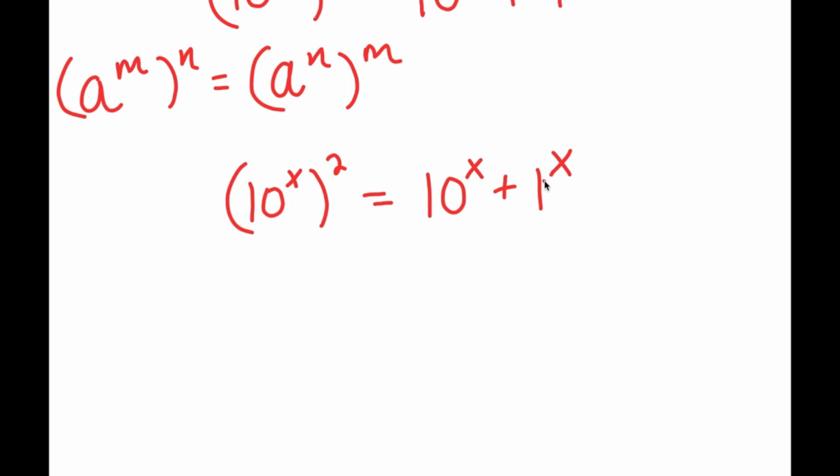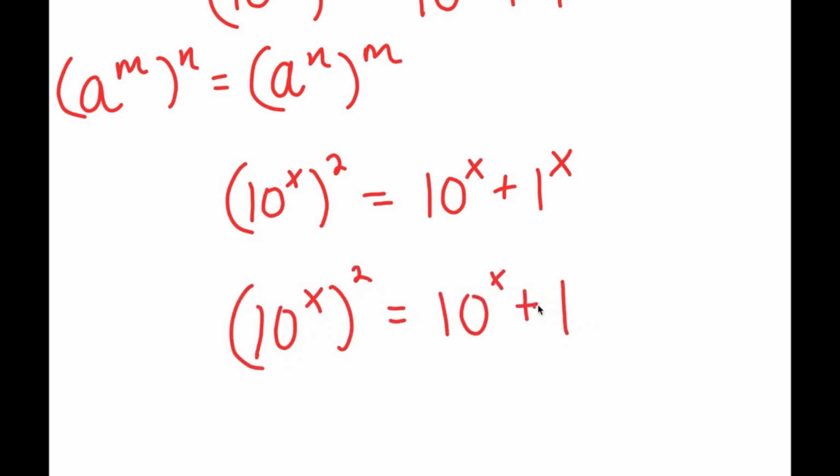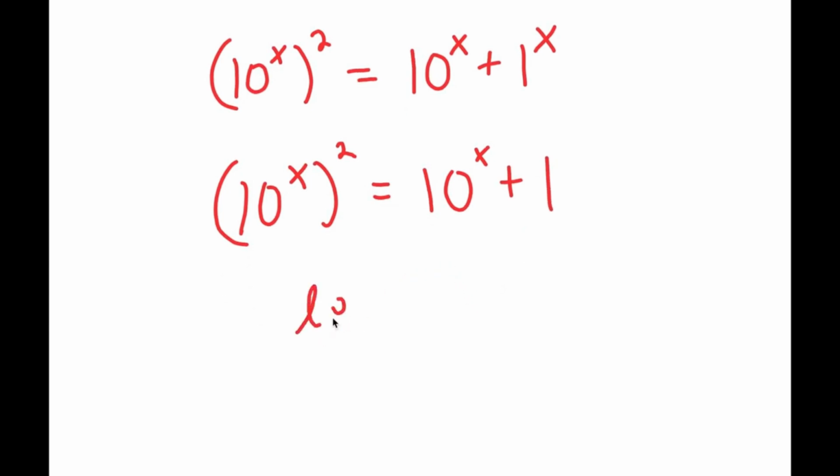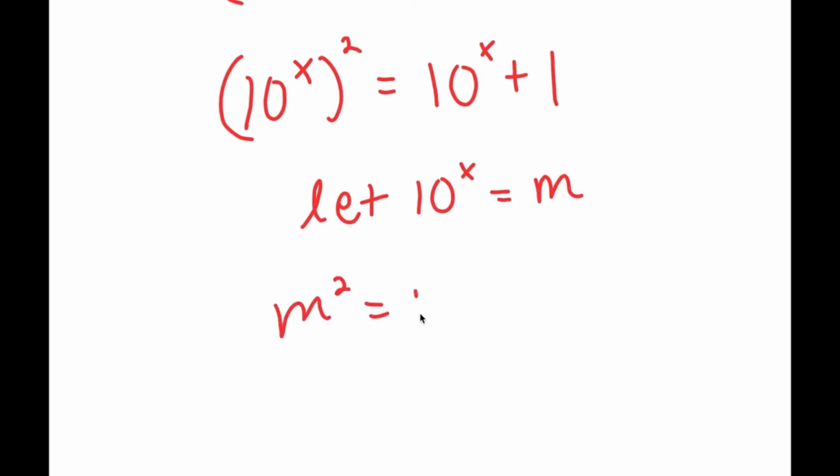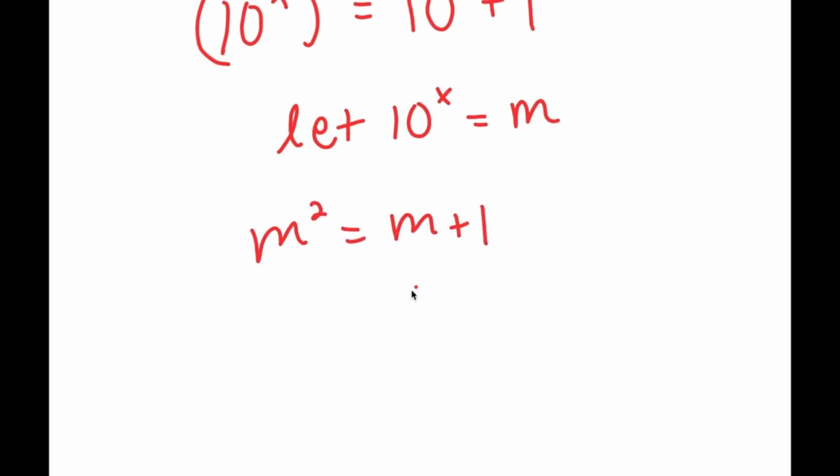Now, 1 to the power of any number is just going to be 1. So we can just get rid of this x as an exponent because it won't really change anything. So now I have (10 to the power of x) squared is equal to 10 to the power of x plus 1. And now from here, I'm going to let 10 to the power of x equal the variable m. So now I have m squared is equal to m plus 1. And this turns into m squared minus m minus 1 is equal to 0.